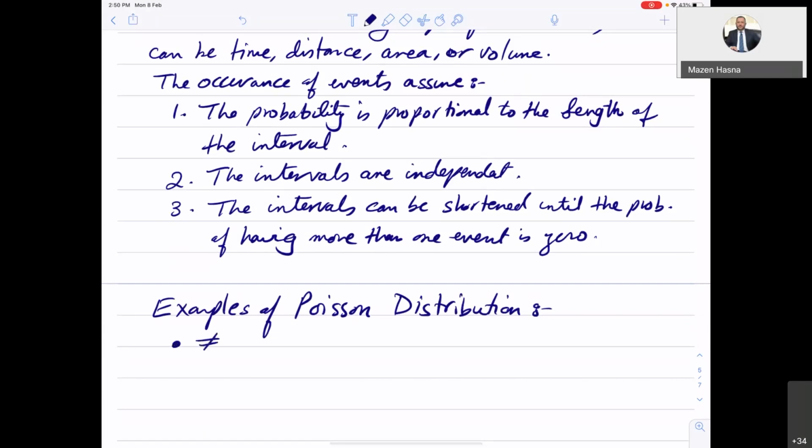So, very common random phenomena. If you go very often to the bank or even an ATM machine, the number of customers in the bank queue or ATM queue. Every time you go to the bank, you get a number and you see 2 customers are waiting, 3 customers are waiting, 4 customers are waiting. This number is random, and it's modeled by Poisson distribution.